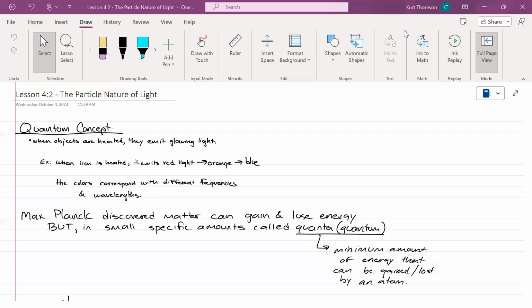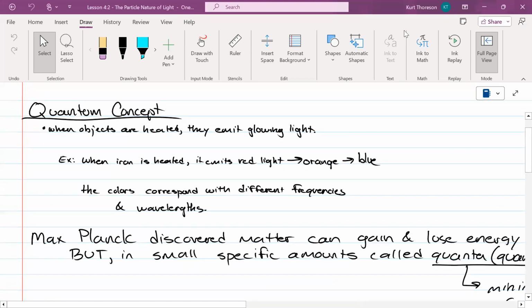Okay, this is lesson 4.2, unit 4, lesson 2, the particle nature of light. We have the quantum concept. When objects are heated, they emit glowing light.